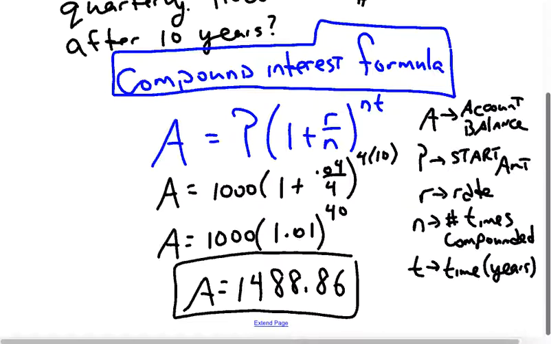So the compound interest formula, I don't believe is given in the booklet. I'm not sure if it actually shows up on the IB questions or not. If it does, we'll figure that out as we get closer.